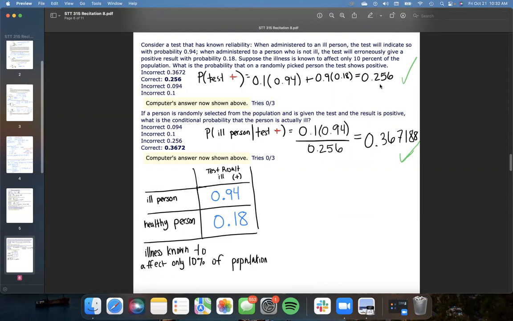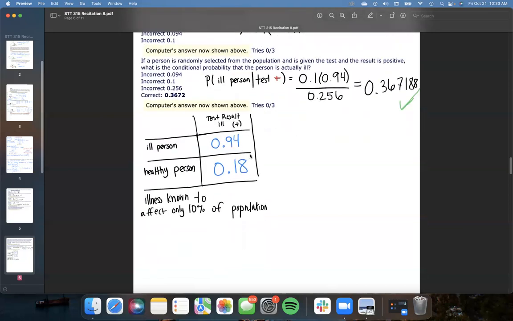So you get 0.256. And then if a person is randomly selected from the population and is given the test and the result is positive, what is the conditional probability that the person is actually ill? So we want to know the probability of having an ill person given that the test is positive. So you would do 0.1 times 0.94 divided by the probability that the test is positive, which we found earlier, which is 0.256. And then we get 0.367188. So we get the correct solution there.